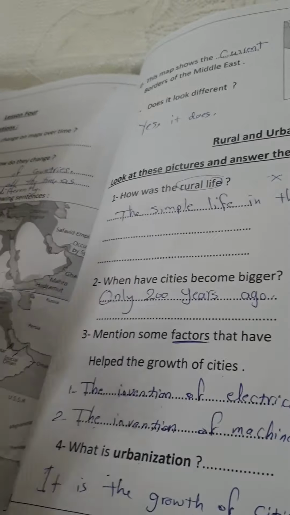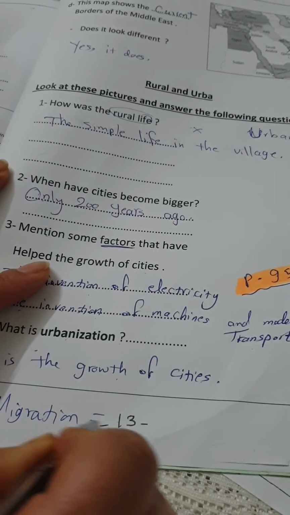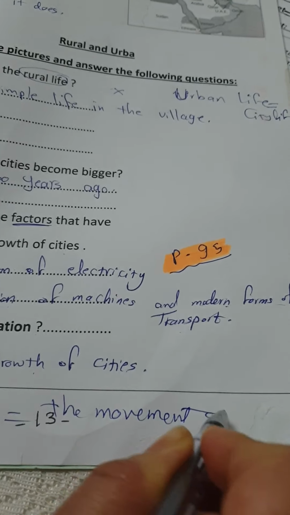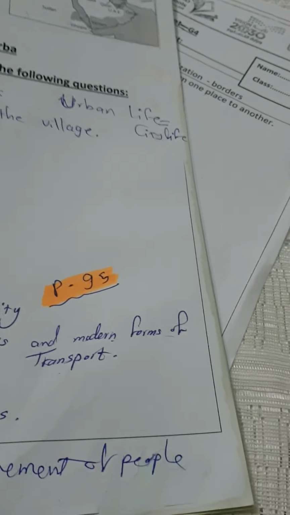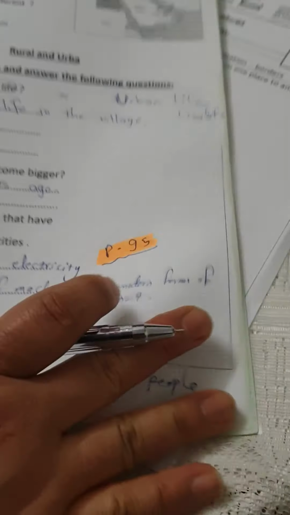But what is migration? If urbanization is this, so what is migration? Migration is the movement of people. Again, the movement of people from one place to another. People never stay in one place. They all the time move from country to country, for some reasons, of course.